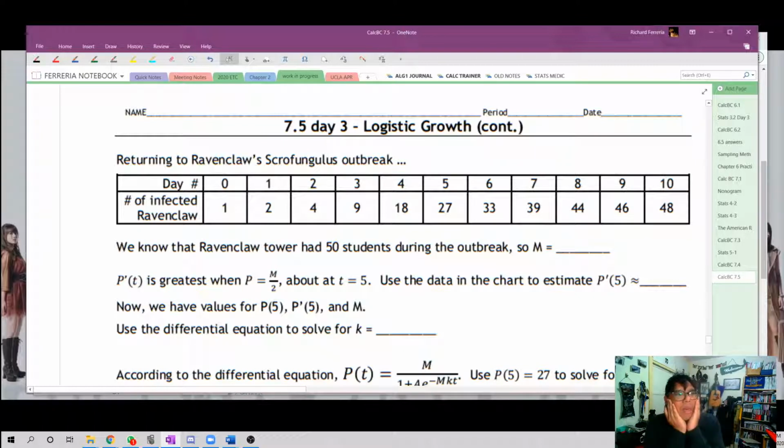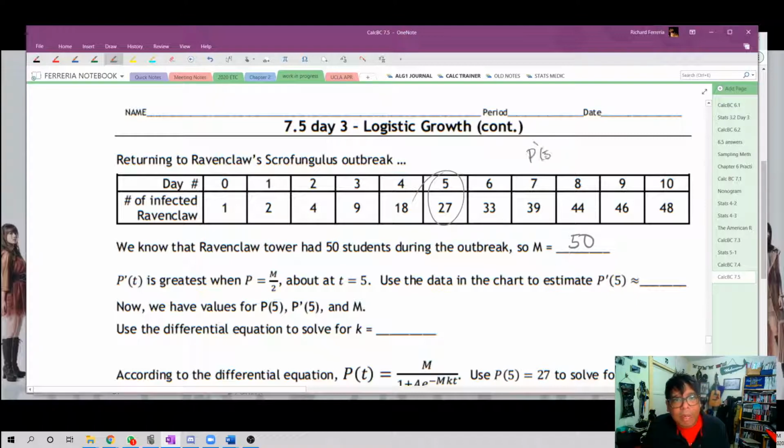Now, let's get back to Scrophungulus and the Ravenclaws. We know that the Ravenclaws had 50 students in the outbreak, so m equals 50. P prime is greatest when p is 1/2 of m. And that happens right about t equals 5. We've got a population, the number of infected Ravenclaws, of 27. So let's estimate p prime of 5.